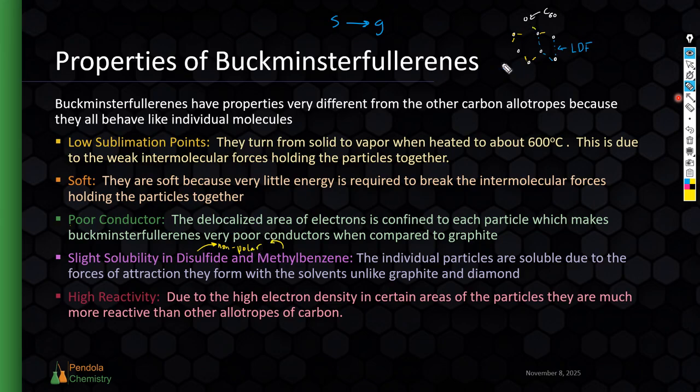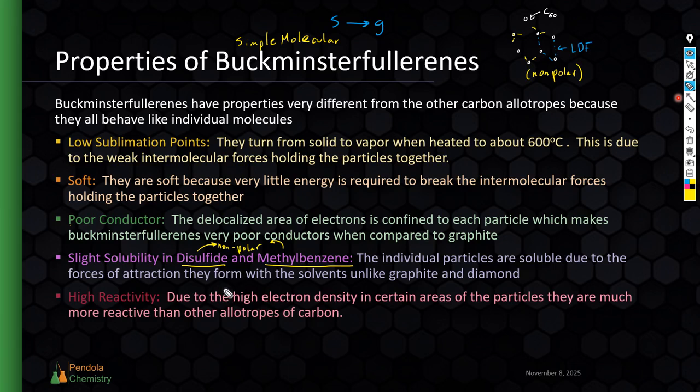Just like our Buckminsterfullerenes. Their individual particles are soluble because the force of attractions they form are very similar. Unlike graphite and diamond, which are giant covalent structures, the Buckminsterfullerenes are considered to be simple molecular. And by being simple molecular structures, their solubility depends on their polarity. Since Buckminsterfullerenes are nonpolar, they dissolve in nonpolar solvents like disulfide and methylbenzene.